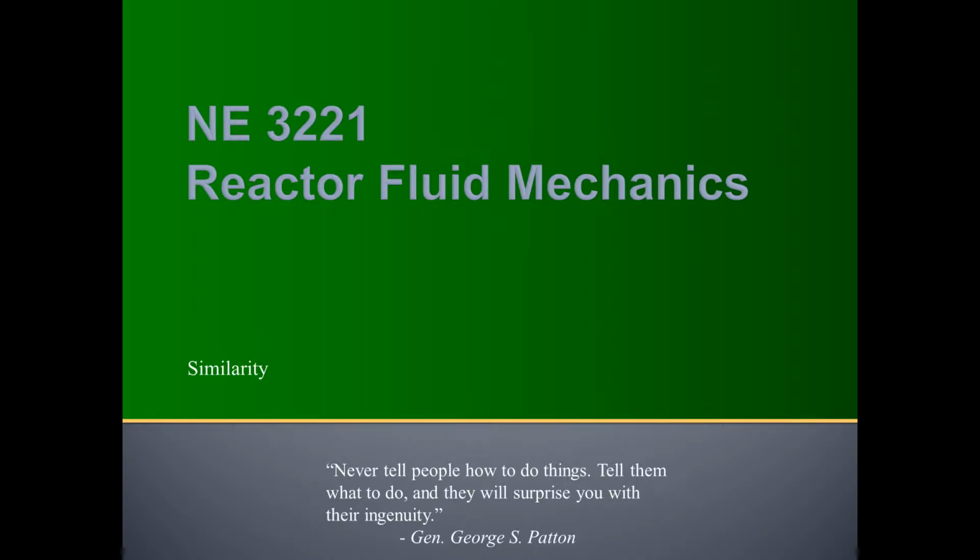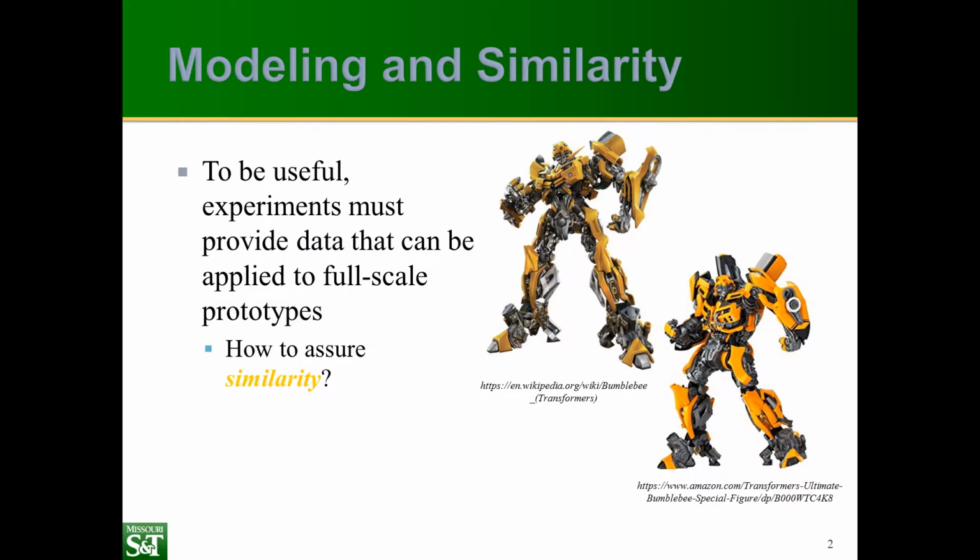So our previous discussion on dimensionless numbers and dimensional analysis is important because of this idea of similarity. Basically what this means is that in order to be useful, experiments have to provide data that we can use to predict full-scale prototypes. So we want to make sure that our models that we develop based on data provided from scaled systems can actually be used to predict full-scale prototypes.